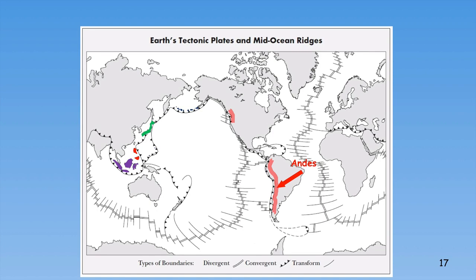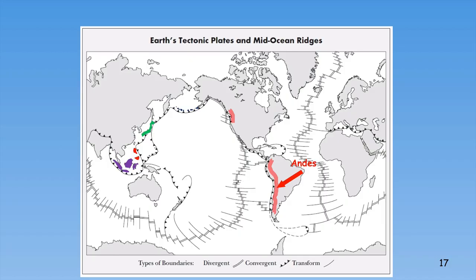Okay. So in the Andes example, we have the Nazca Plate to the west subducting beneath South America to the east. So the trench would be located at the boundary, which is the line that has the triangles, and the continental volcanic arc is this red outline that I have drawn over South America.